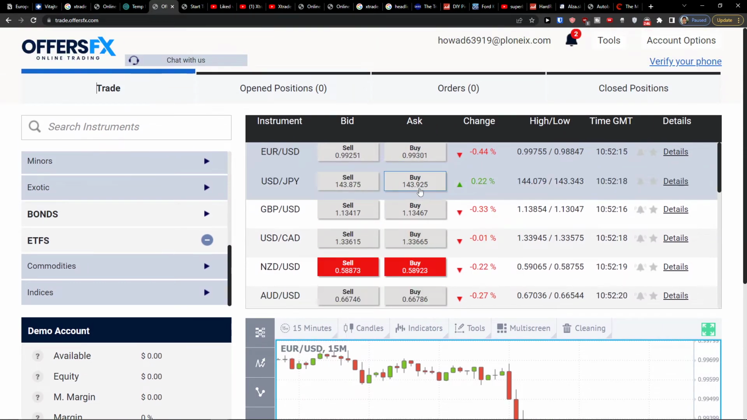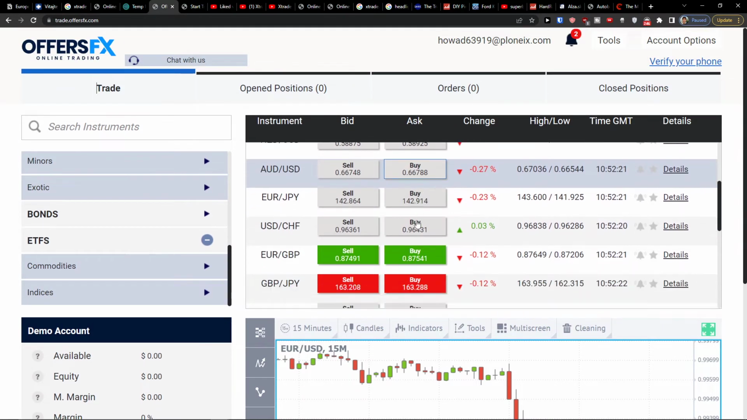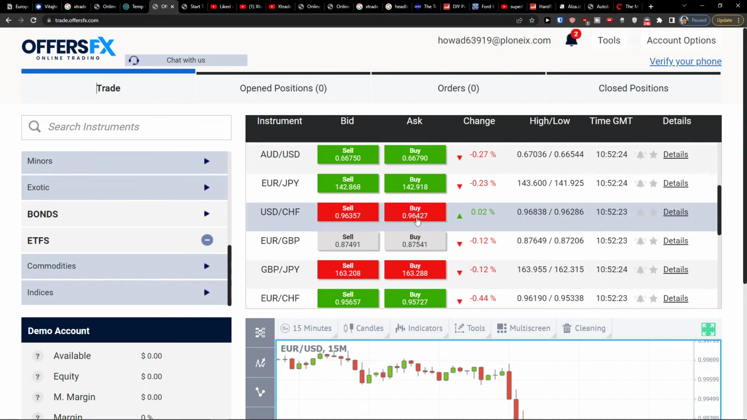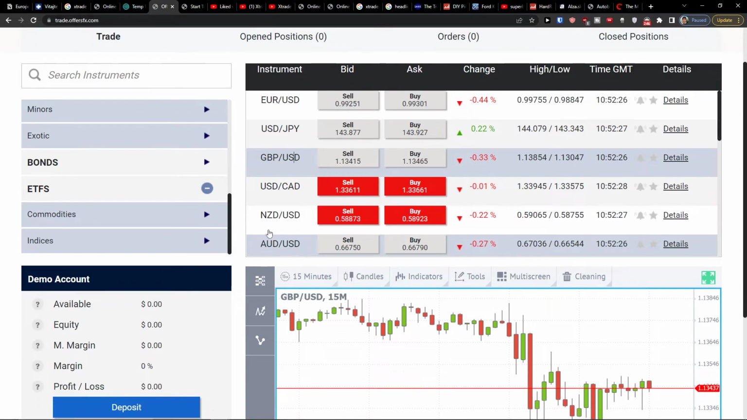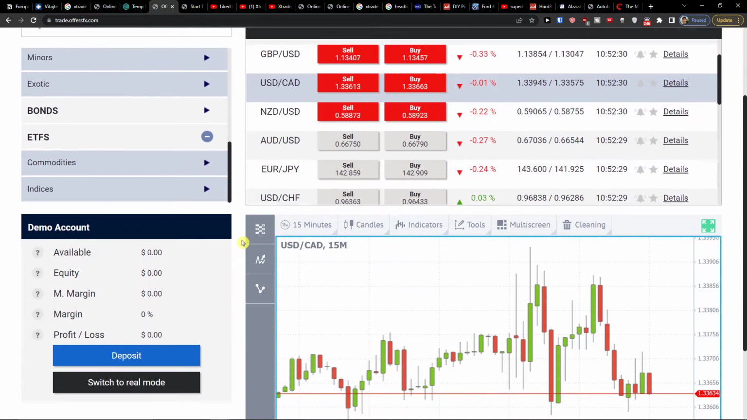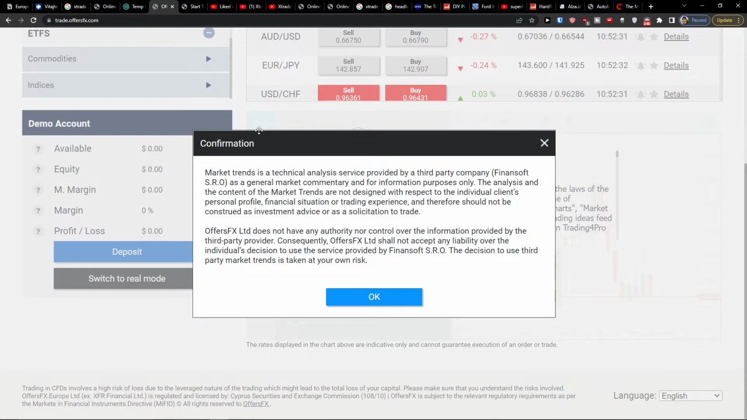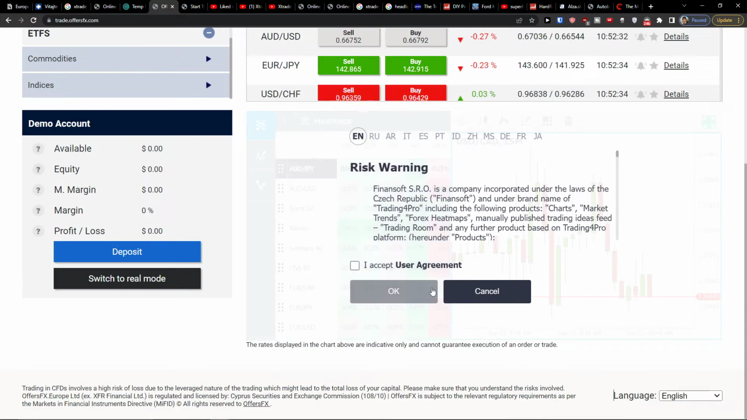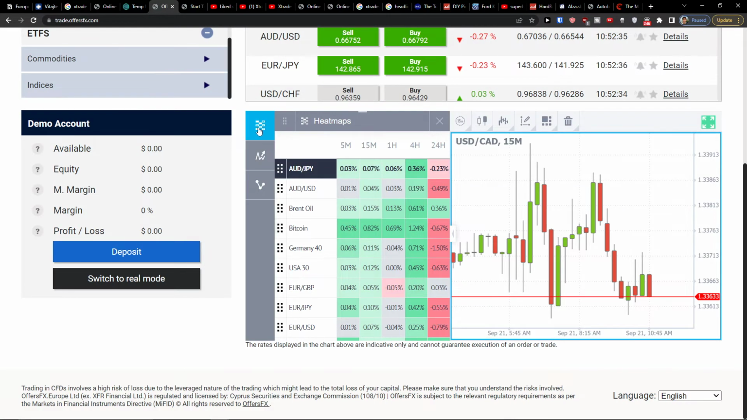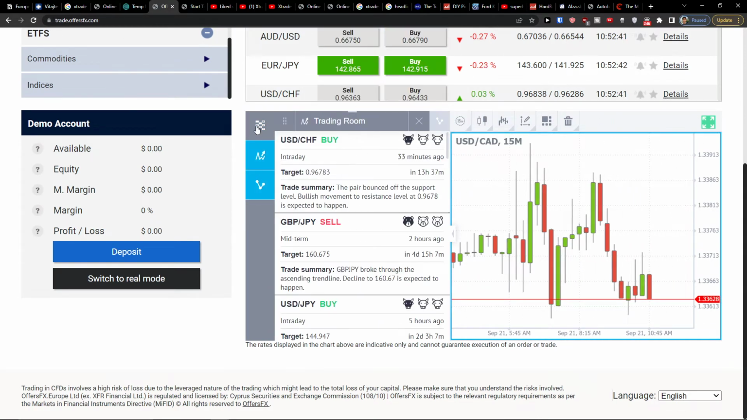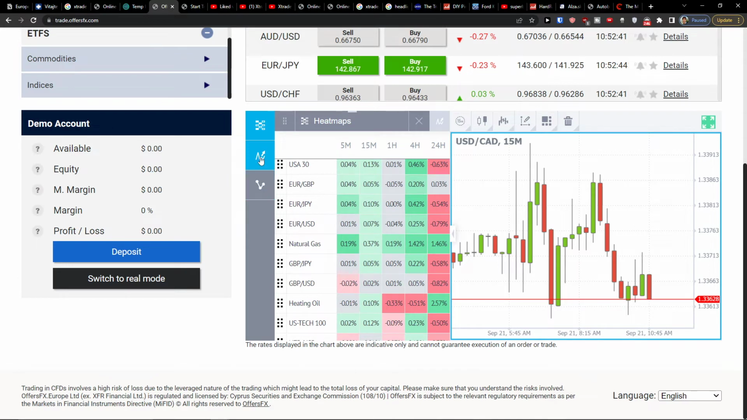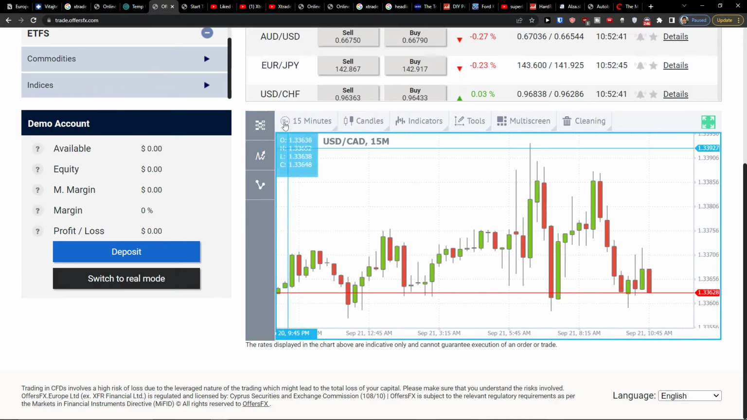So in the trade, when you're here, you can simply buy here. And then when you click on whatever instrument you have, the bottom will change here. So you can simply have the market trends here. So heat map, trading room, heat maps. All of that you can have right here on your left side.